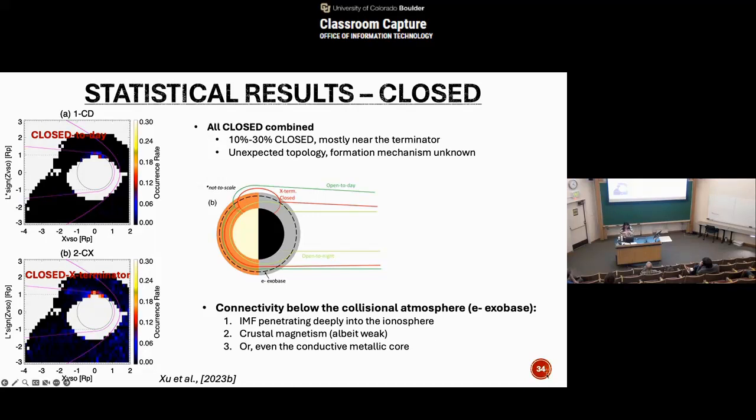But that's one possibility. Another possibility is maybe it's even connected to the conductive core. We don't know. These are all open questions to be answered.